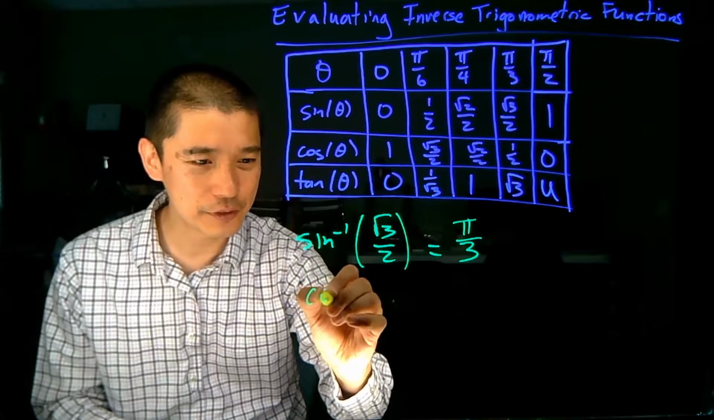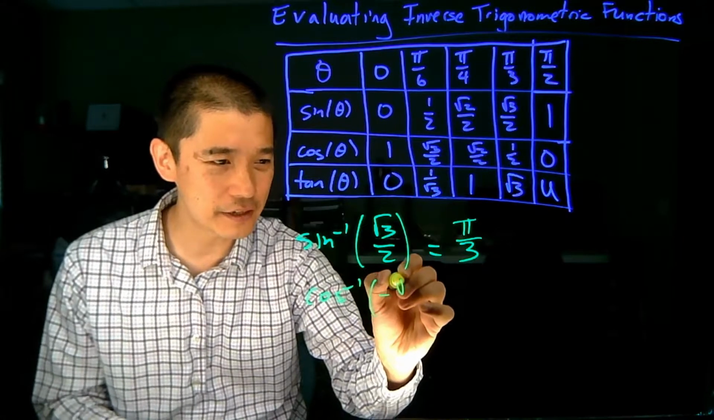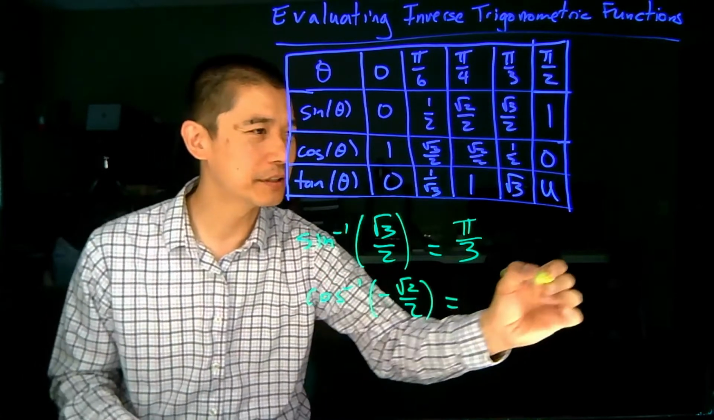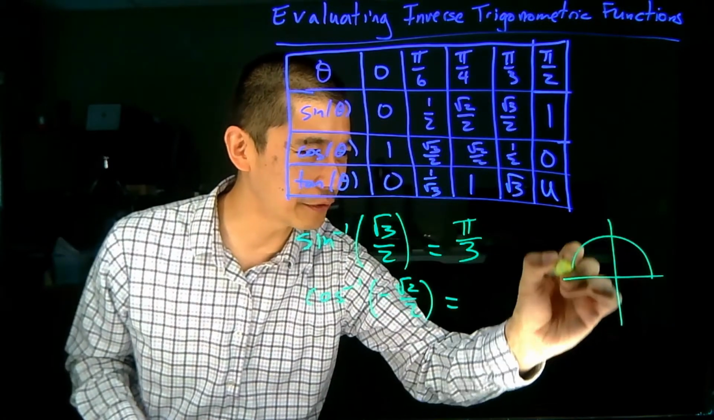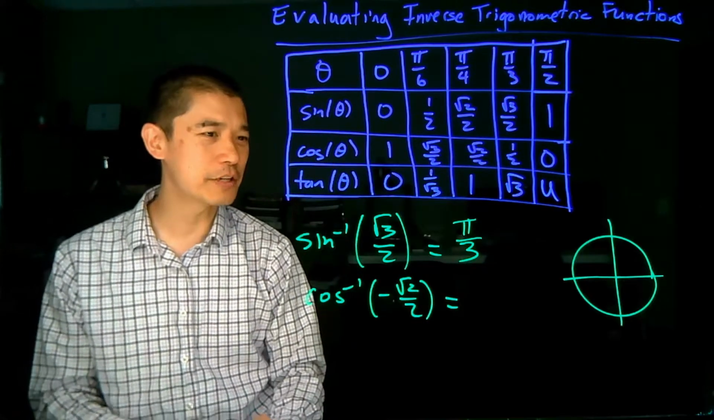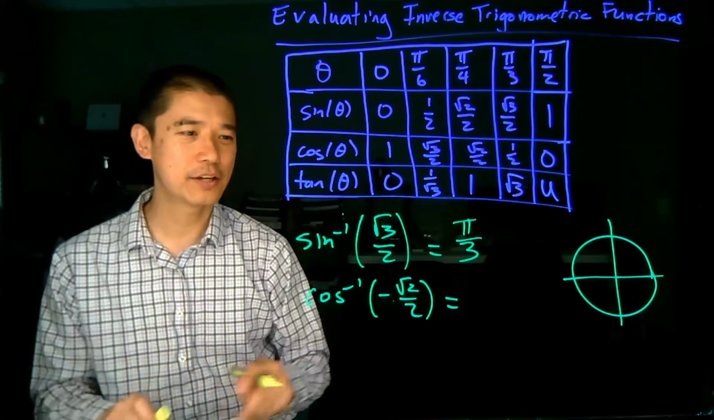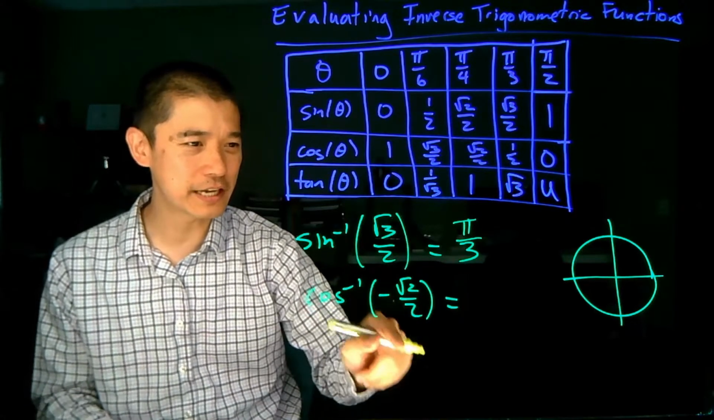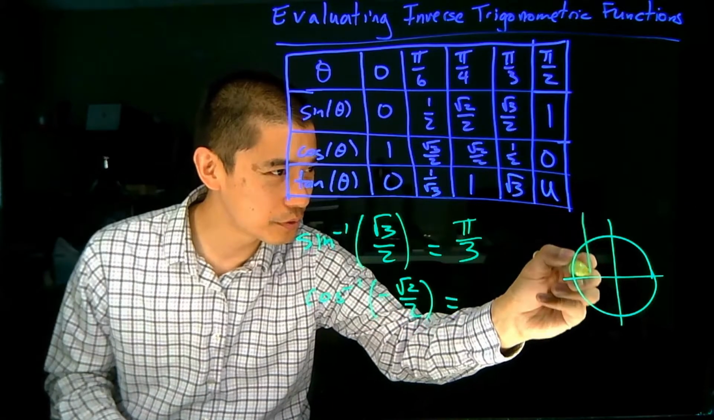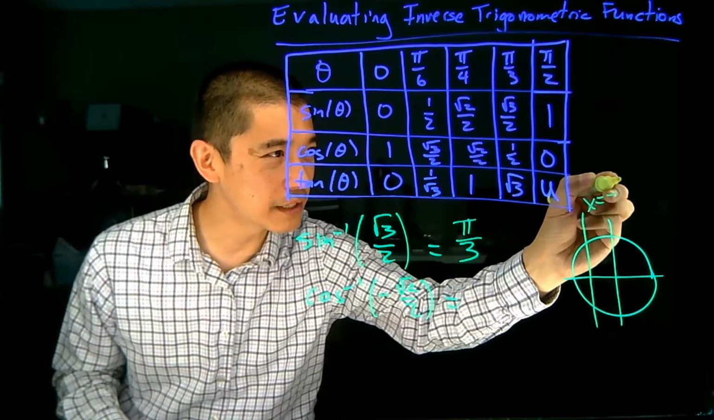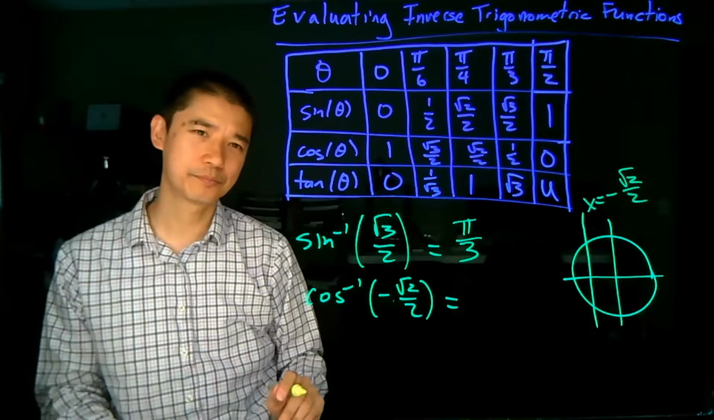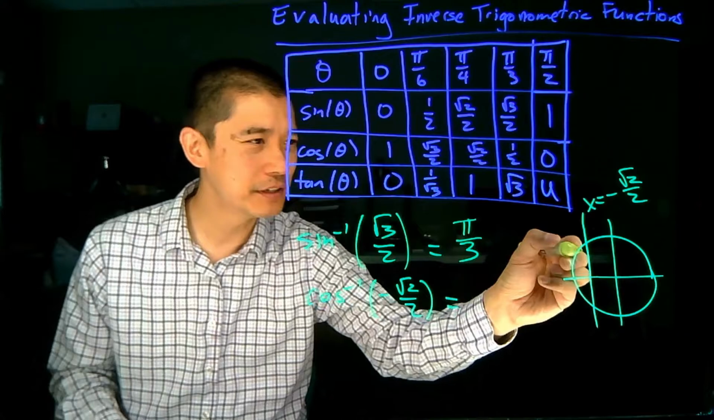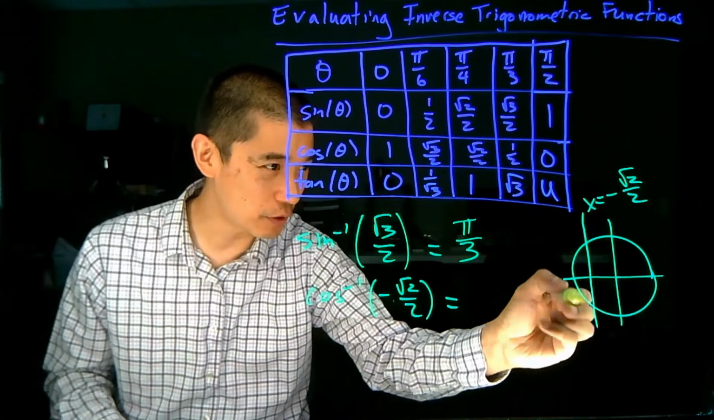So for example, inverse cosine of negative square root of 2 over 2. Here's where we have to think about the picture a little bit. Going all the way back to our unit circle diagram, the inverse cosine of negative root 2 over 2, what are we looking at? We're looking at an x-coordinate because it's cosine. We're looking at the x-coordinate being negative square root of 2 over 2. So this is x equals negative square root of 2 over 2. We want the angle that corresponds to that value. Now we have two values. We have one in the second quadrant, one in the third quadrant.